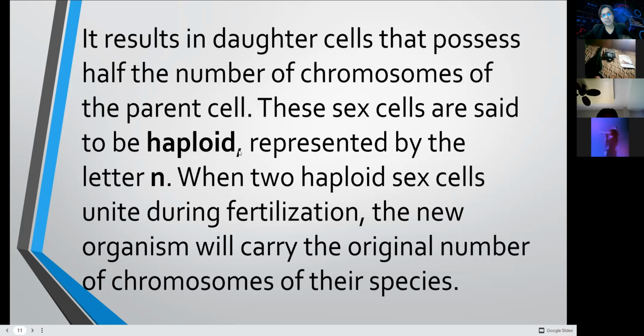Right. So again, when you're talking about haploid, it is usually represented by a small letter n, or lowercase n. When two haploid sex cells unite during fertilization, the union between sperms and eggs, for example, the new organism will carry the original number of chromosomes in their species. That's the reason behind it. We can now maintain the number of chromosomes because of these sex cells or gametes.